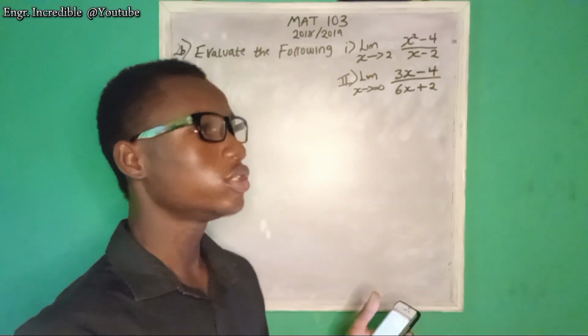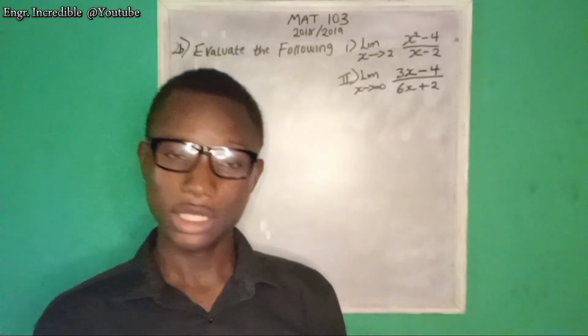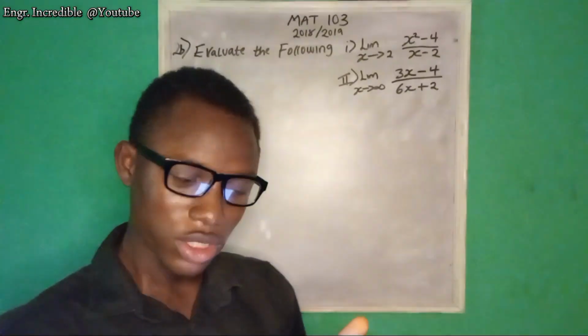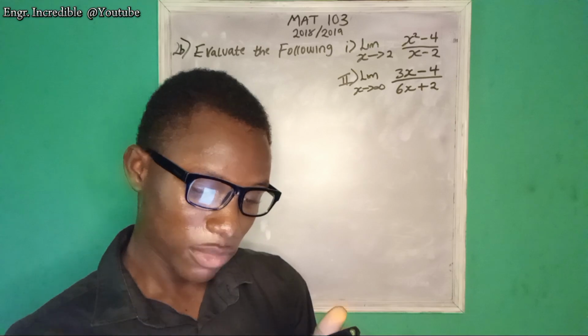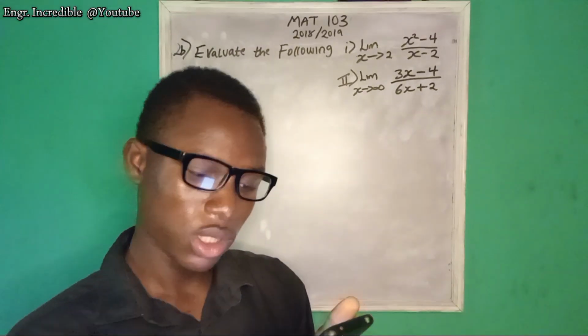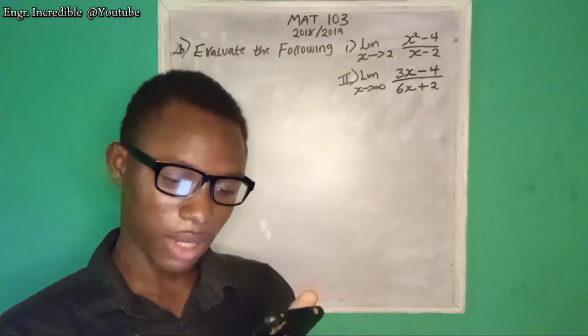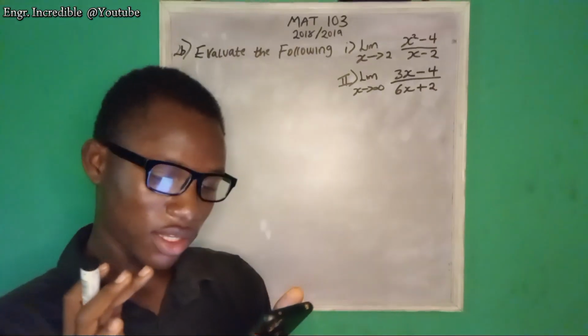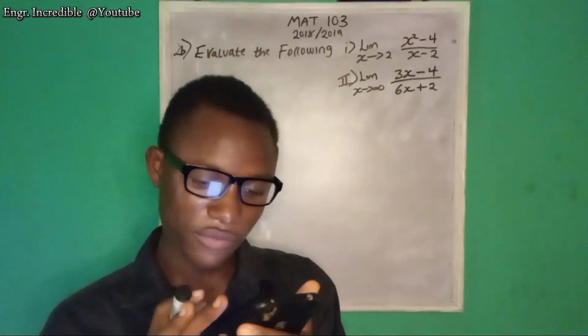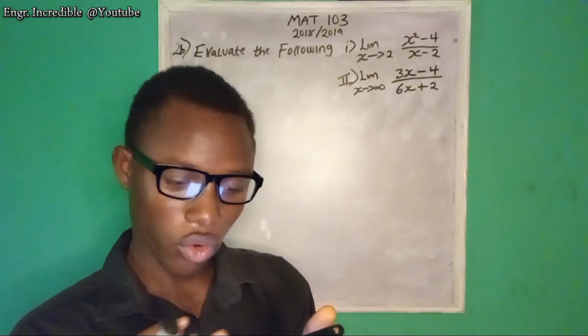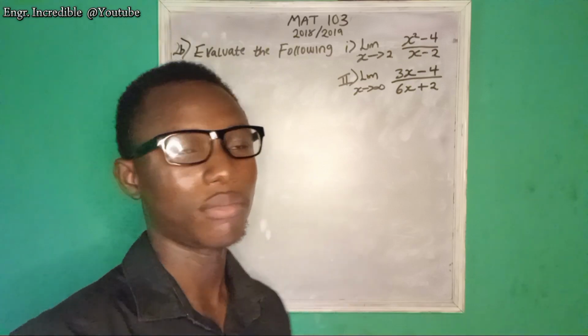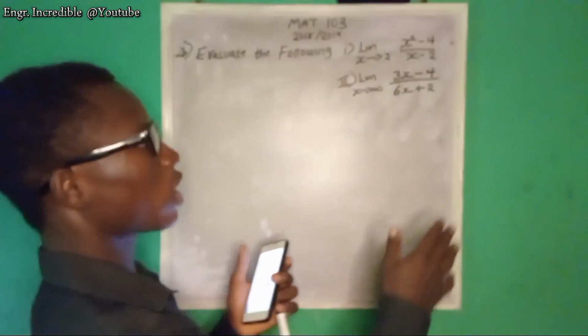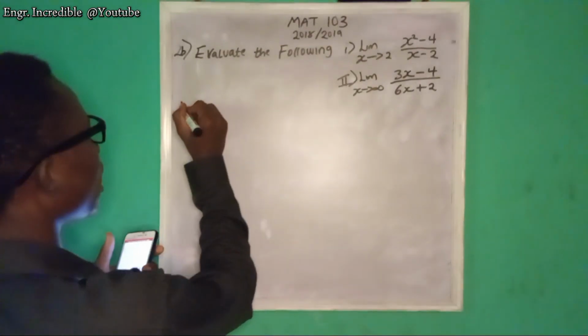So now question 2b of the past question says evaluate the following: i, the limit where x tends to 2 of x squared minus 4 over x minus 2, and ii, the limit where x tends to infinity of 3x minus 4 divided by 6x plus 2. So this is what we have to solve here, number i.